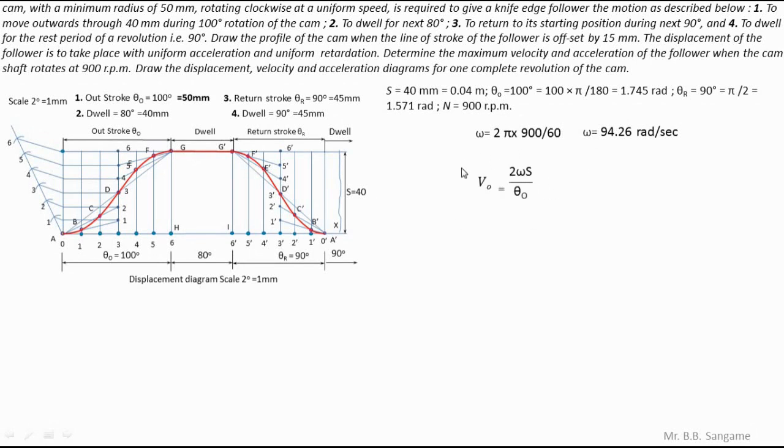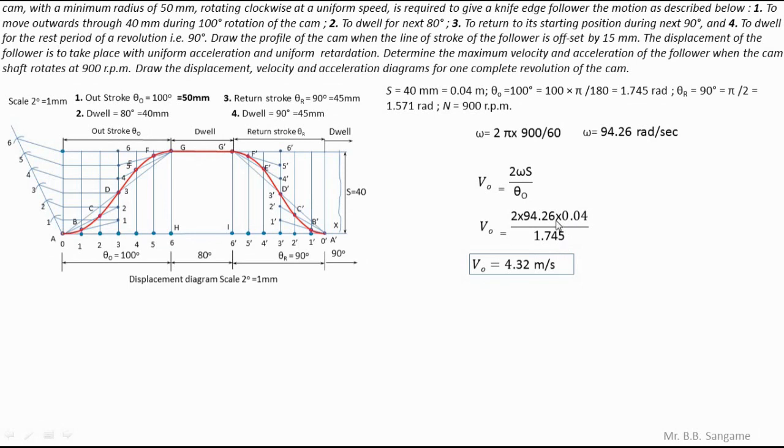Let us calculate the velocity during outstroke. So by using the formula of 2 omega s divided by theta o, velocity during outstroke I have calculated, it is of magnitude 4.32 meter per second. Here we have the value of omega. S is in terms of meter, we need to consider, because here we are going to calculate the velocity in terms of meter. You can calculate in terms of mm per second also. Okay, then in that case you have to take the S as it is.